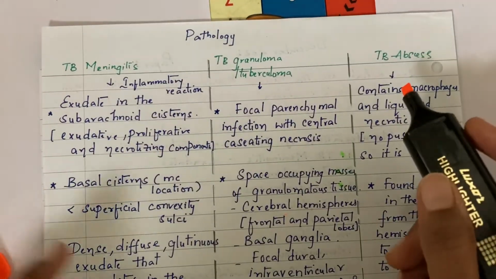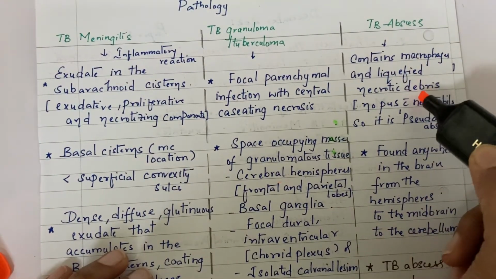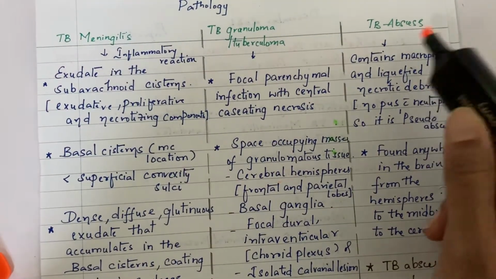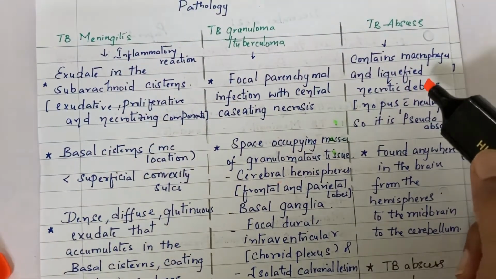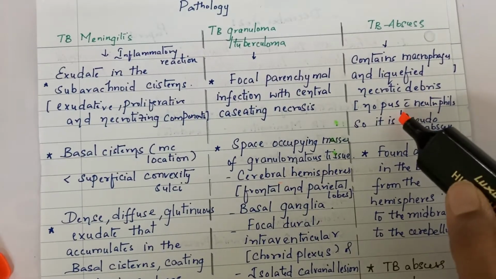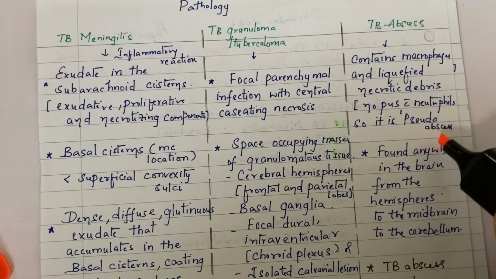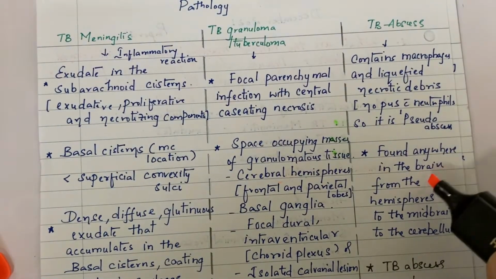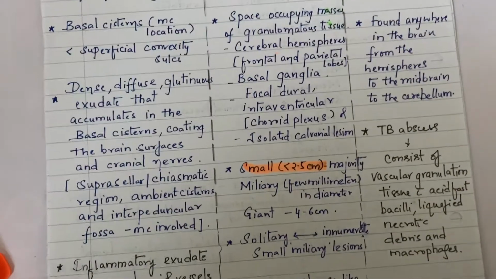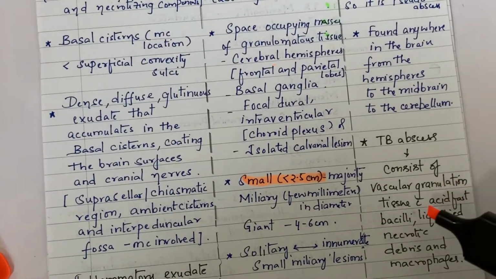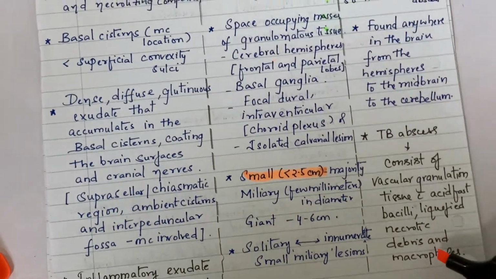Coming to TB abscess. TB abscess contains macrophages and liquefied necrotic debris. Why is it called a pseudo abscess? Because there is no pus with neutrophils in this. They have macrophages, and so it's called a pseudo abscess. They're found anywhere in the brain, from the hemisphere to the midbrain to the cerebellum. So TB abscess consists of vascular granulation tissue with acid-fast bacilli, liquefied necrotic debris and macrophages.